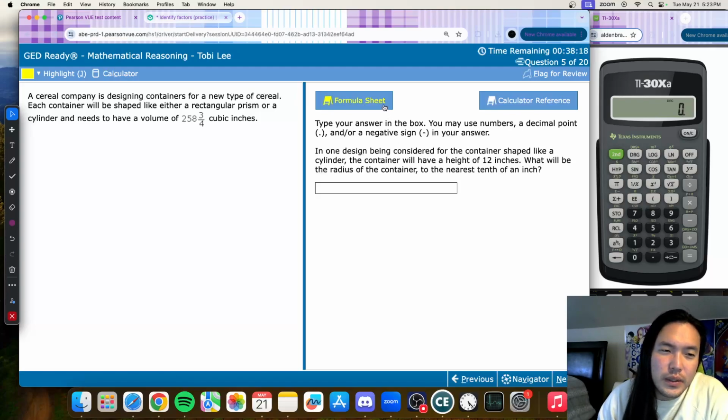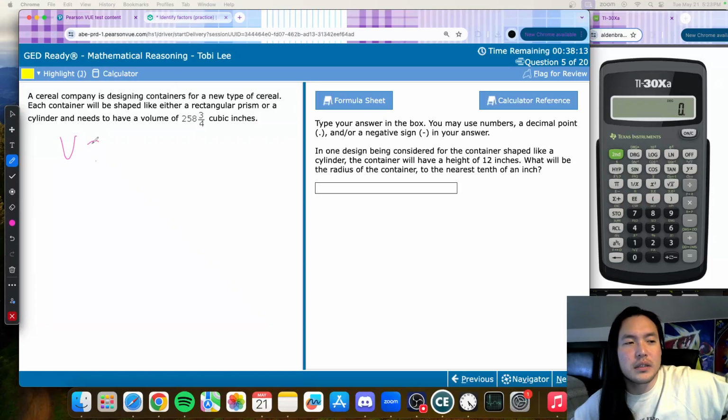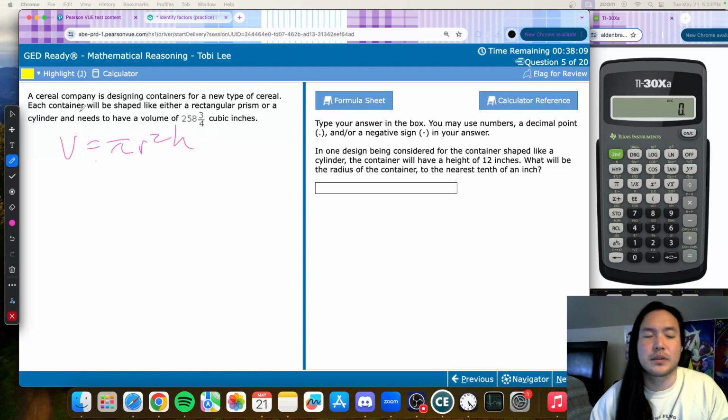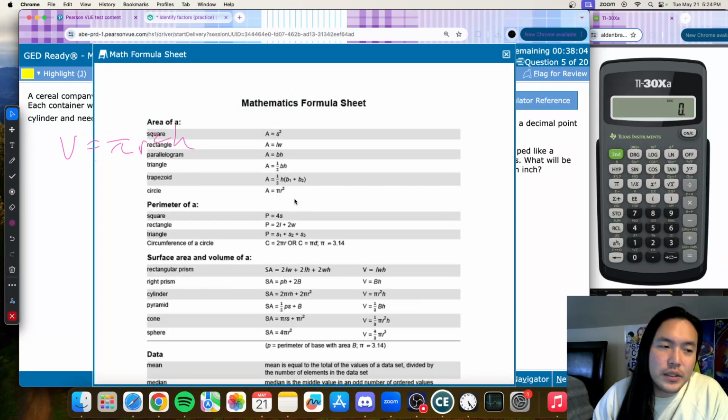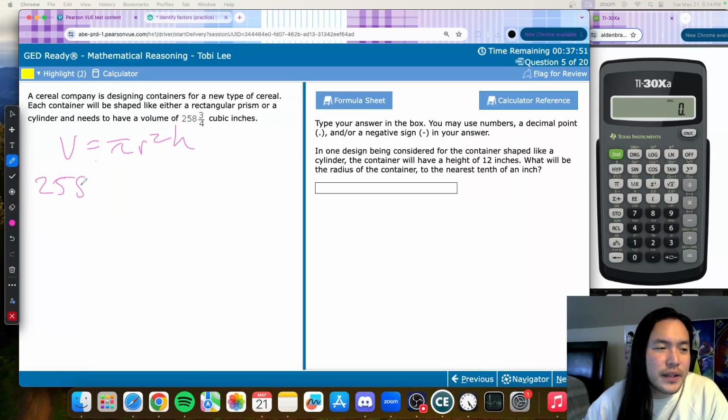Okay, so the volume of a cylinder is equal to pi r squared times the height, where r is the radius, and pi is 3.14, right? If you didn't know that, you can use the formula sheet. The volume of a cylinder is right here, pi r squared h. And then, just like before, the volume is 258.75. We're trying to figure out what the radius is, and they told us that the height is 12, right?